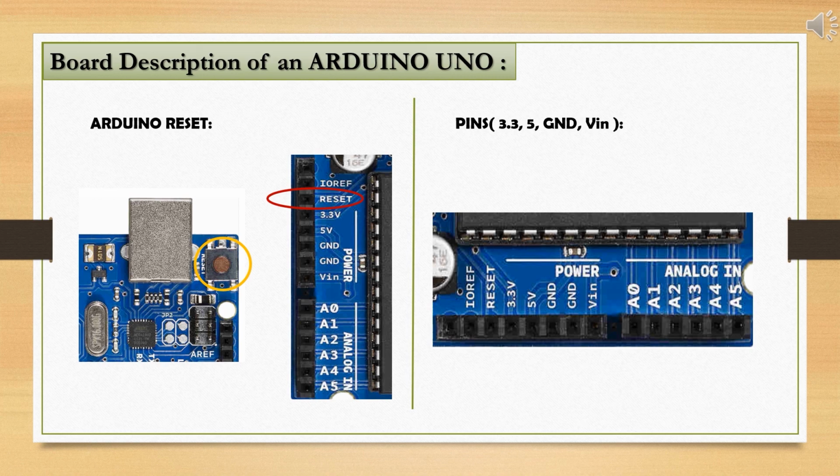Next one, see here you can see the pins: 3.3 volt pin, 5 volt pin, ground pin, voltage in pin. The 3.3 volt pin supplies 3.3 volt output, and the 5 volt pin supplies 5 volt output. Most of the components used with the Arduino board work fine with 3.3 volts and 5 volts. Ground pin: there are several ground pins on the Arduino, any of which can be used as a ground pin. Voltage in: this pin also can be used to power the Arduino board from an external power source like AC main supply.